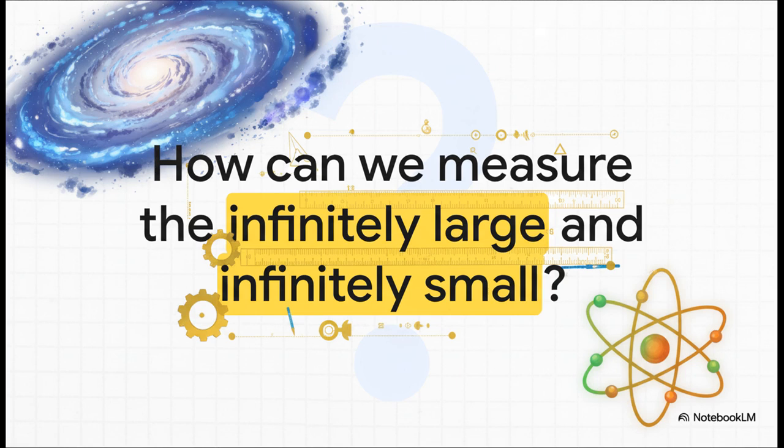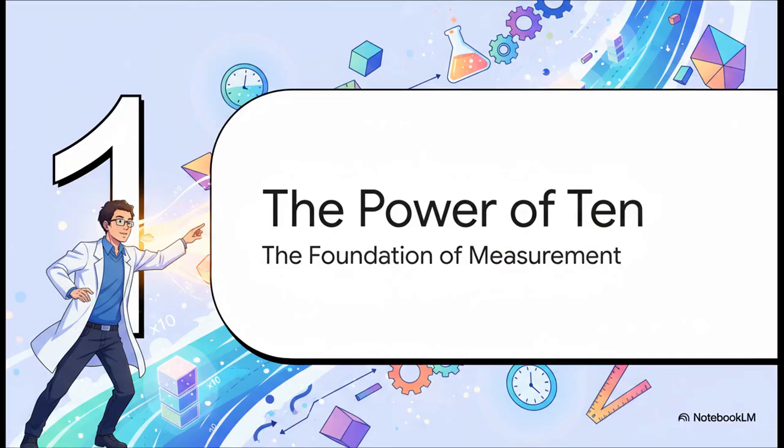How can you use the same tools, the same language, to describe something infinitely huge and something impossibly small? I mean, you'd think you'd need two completely different rulebooks, right? Well, the amazing thing about the International System of Units, you'll hear it called SI, is that nope, you absolutely don't. The absolute genius of this whole system is built on one simple, incredibly powerful idea: the number 10.